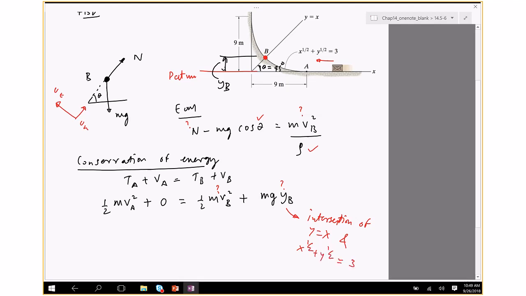So let me finish this up and post it, but the key message is that when you have only gravity and springs, use conservation of energy.